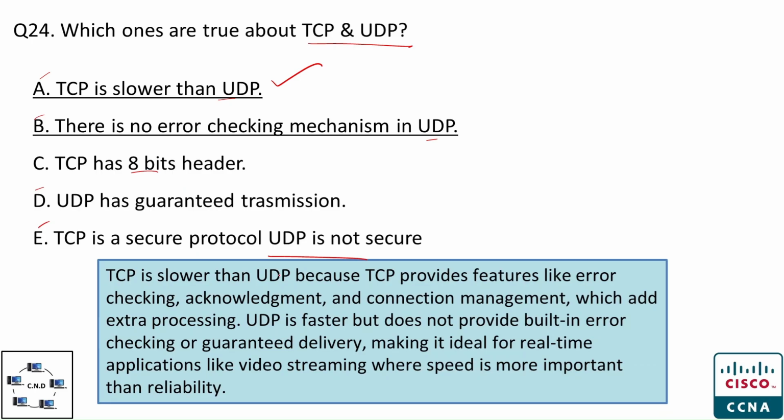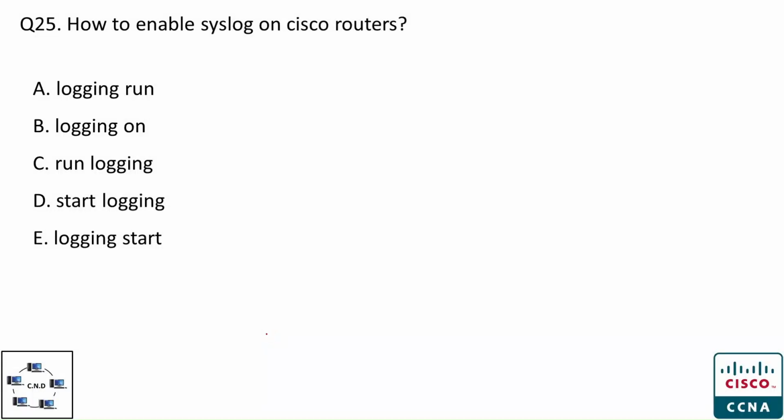So TCP is slower than UDP because TCP provides features like error checking, acknowledgement, and connection management, which add extra processing. UDP is faster but does not provide built-in error checking or guaranteed delivery, making it ideal for real-time applications like video streaming, where speed is more important than reliability.